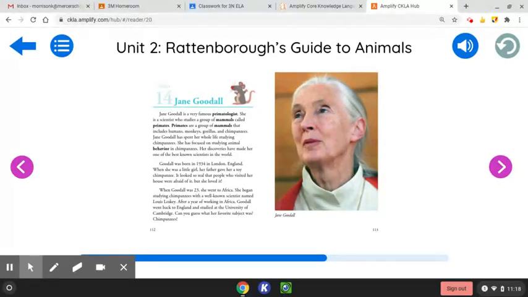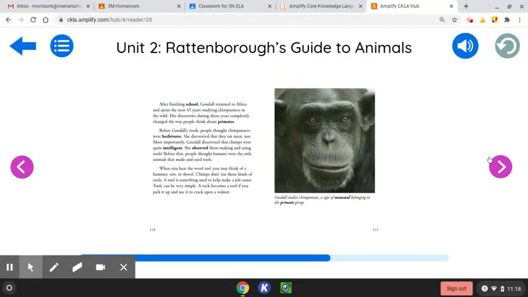After finishing school, let me turn the page for you. There we go. After finishing school, Goodall returned to Africa and spent the next 45 years studying chimpanzees in the wild. Her discoveries during those years completely changed the way people think about primates. Before Goodall's work, people thought chimpanzees were herbivores. So she discovered that they eat meat too. So they're not herbivores, right? If they also eat meat, they're omnivores, because they eat both plants and animals.